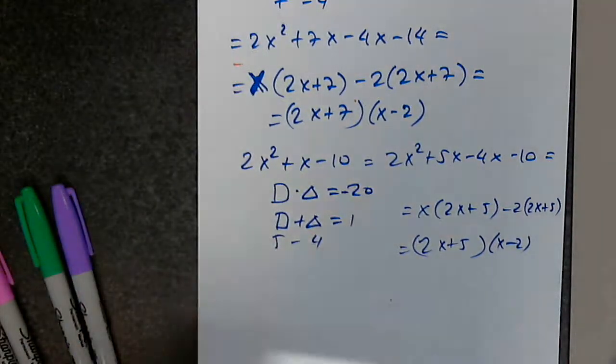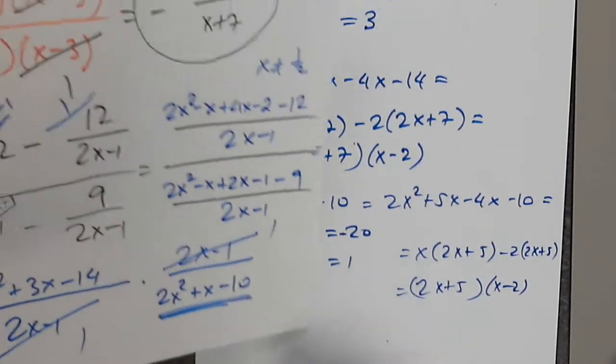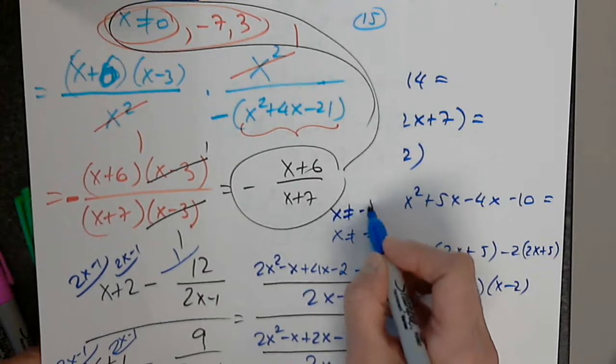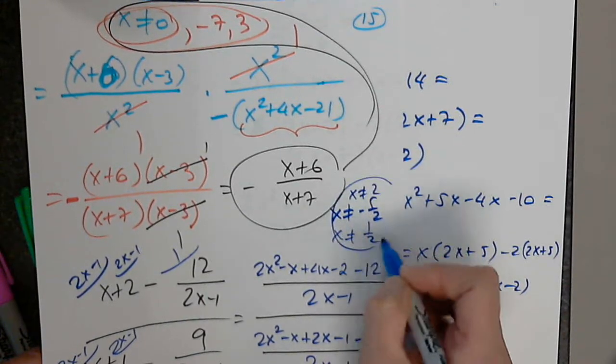So now I can go back. I can state two more restrictions. X cannot be negative 5/2 and 2. X cannot be negative 5/2 and x cannot be 2.